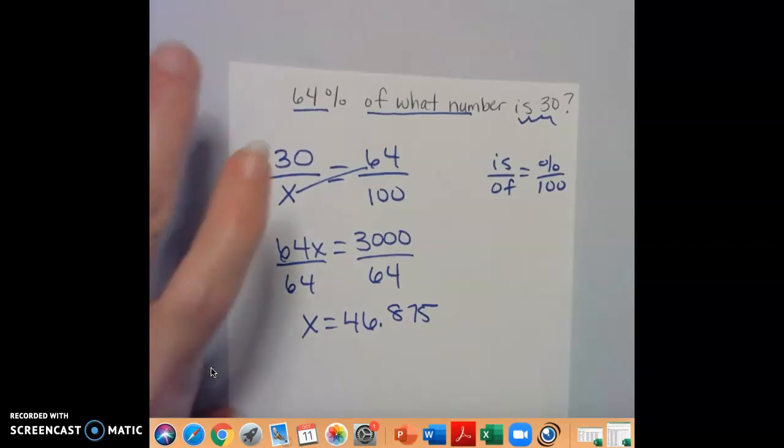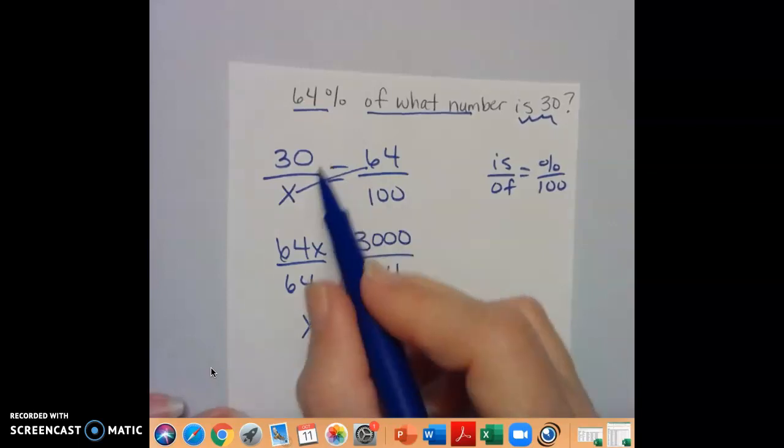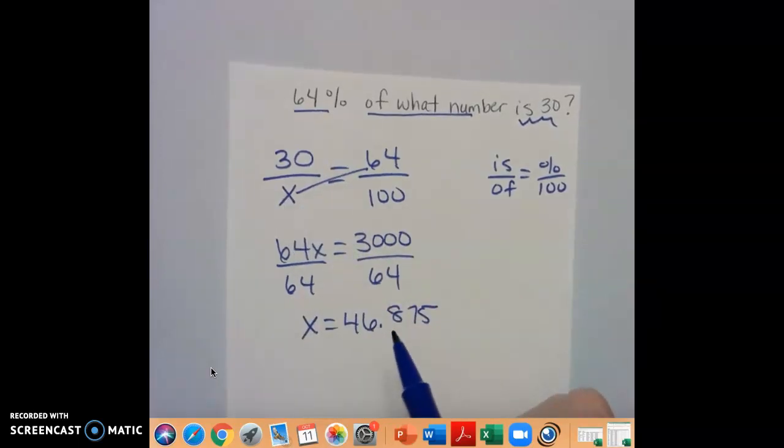And we get 46.875, which is kind of ironic, that it ended up with the exact same answer, even though they were different numbers. So that is what's going to be our whole of the 30.